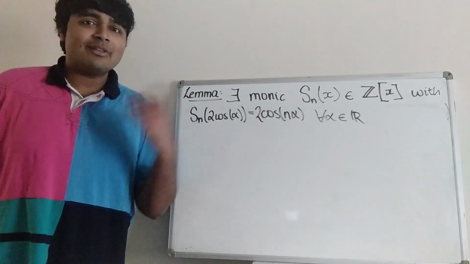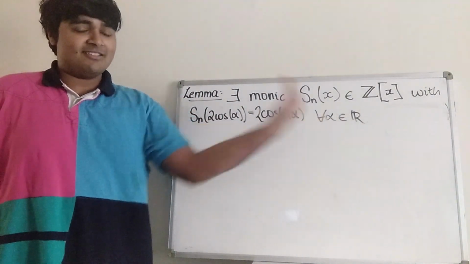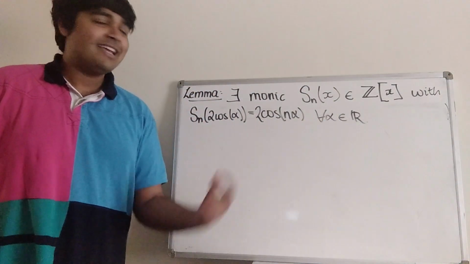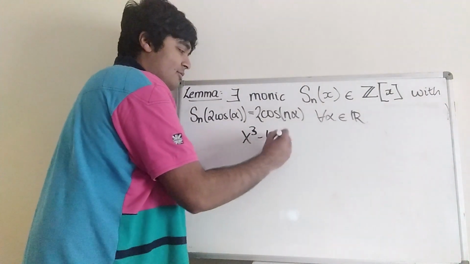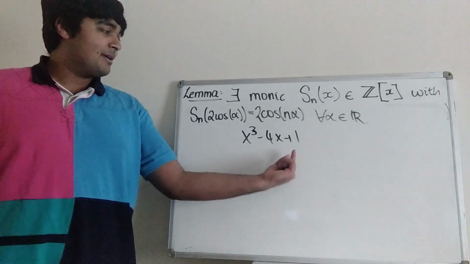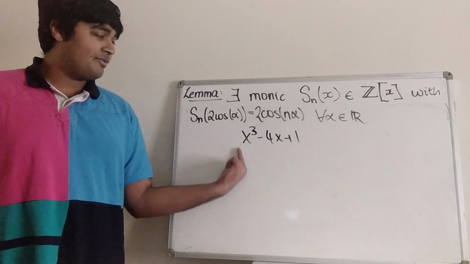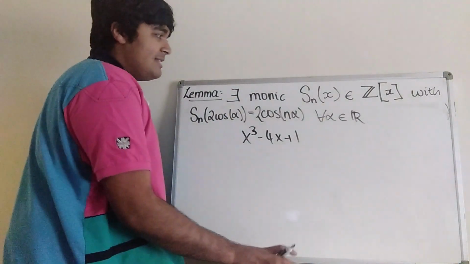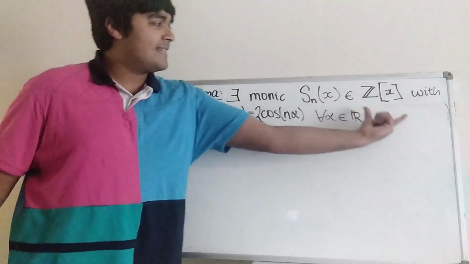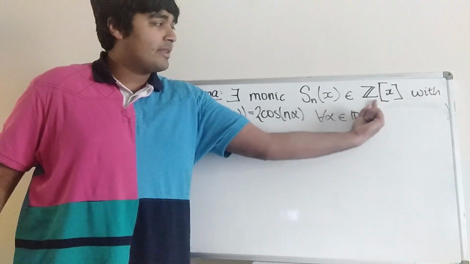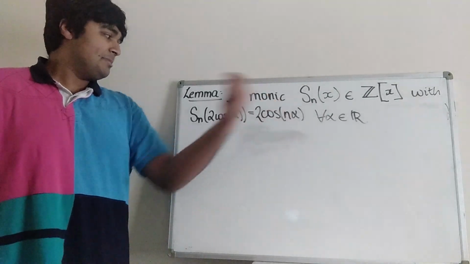What does monic mean? Well, that just means a polynomial where the coefficient of the term with the biggest degree is 1. So for example, x cubed minus 4x plus 1 is monic because the coefficient of the term with biggest degree, x cubed in this case, is 1. So that's what monic means. This Sn of x is just what we're denoting the polynomial, and this guy here just means polynomials with coefficients in the integers. And we have to have this property here.